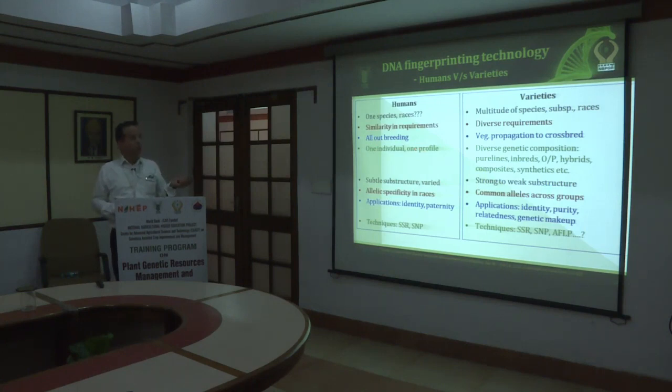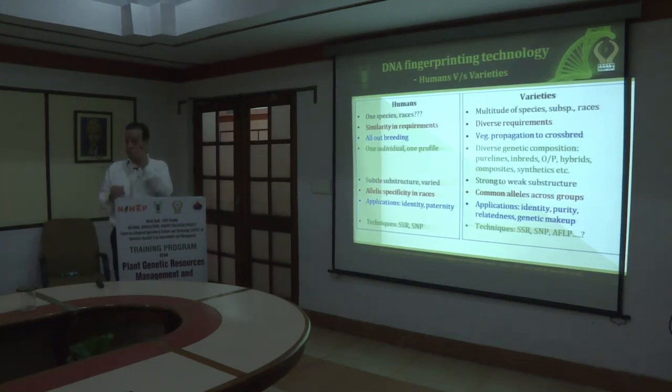In humans, one individual, one profile, but in plants we can't say that. A variety is not an individual. It is a group of individuals, a population. So in varieties, there are different compositions. We have pure lines, inbreds, open pollinated varieties, synthetics, and composites. A whole range of breeding behavior is there in plants.